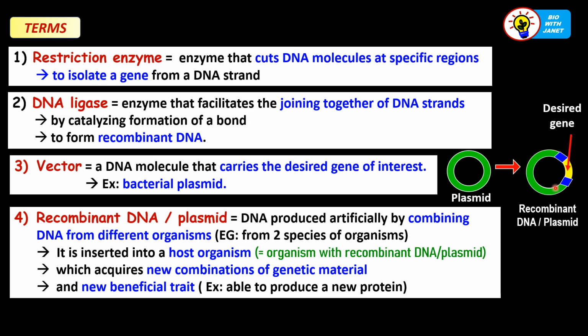Then we have the word recombinant DNA or recombinant plasmid. It is the DNA or plasmid produced artificially, as shown here, by combining DNA from different organisms. That's why it's called recombinant. We have recombined the DNA, all right, from two different organisms compared to the original strand of DNA. So it is inserted into a host organism, such as another bacteria, a bacterial cell, or it could be into any other organism, to produce new combinations of genetic material in that host organism, so that the host organism will have some specific beneficial trait.